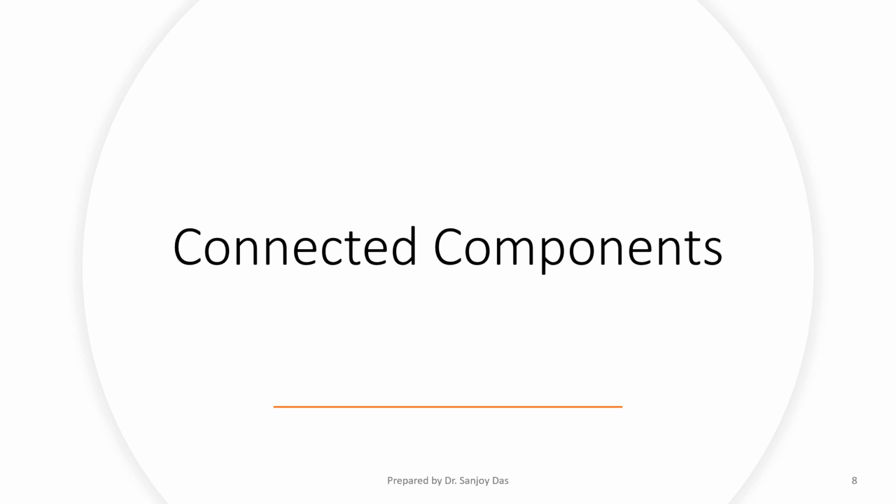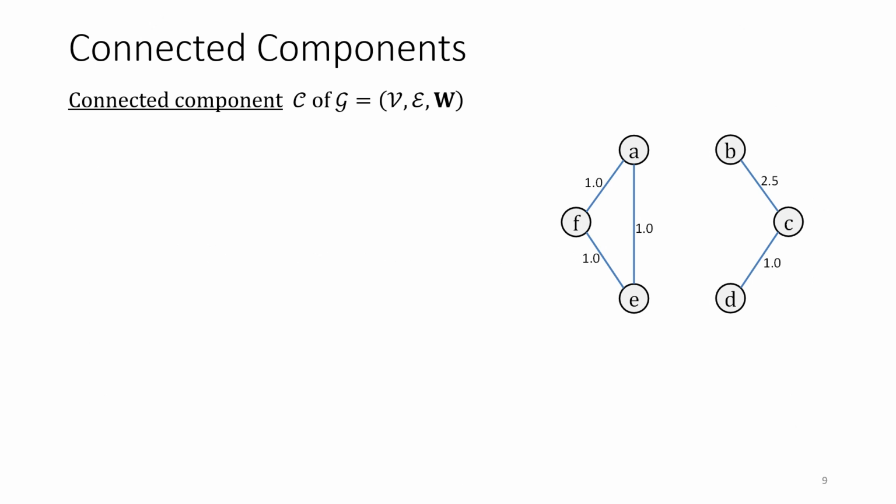So now we begin with connected components of a graph. Here's an example of a graph which contains 6 vertices, A, B, until F. Clearly, this graph can be divided into 2 separate subgraphs. One subgraph containing vertices B, C, and D, and the other subgraph containing the vertices A, E, and F. So these are called the connected components of the graph. This graph with 6 vertices has 2 connected components.